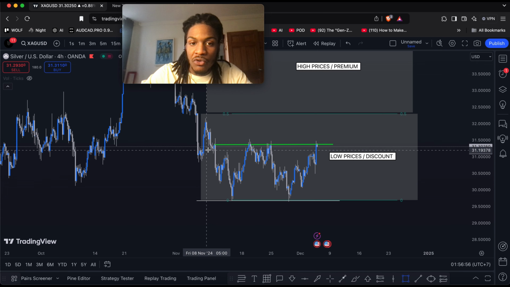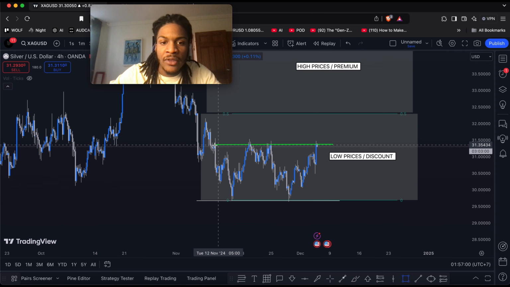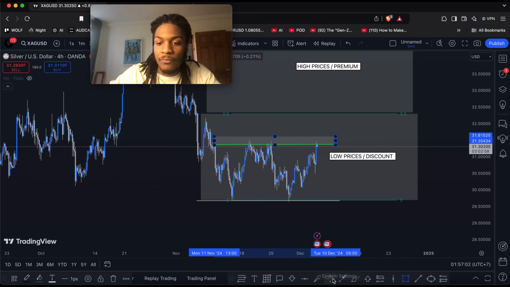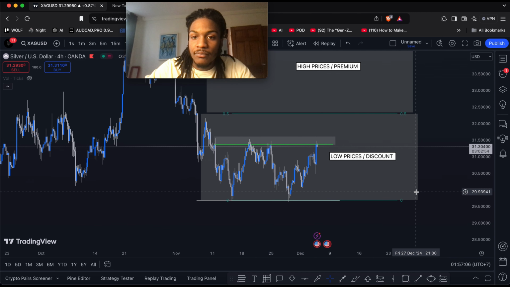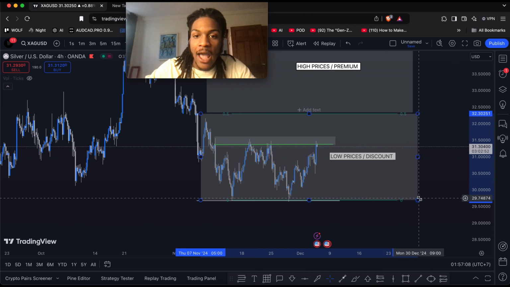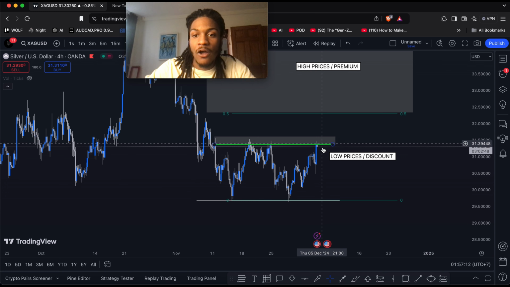The reason is because most traders would see this, since we're on the 4-hour time frame, and think this is a resistance level, because there are multiple wicks tapping into it. So they would be selling off here.